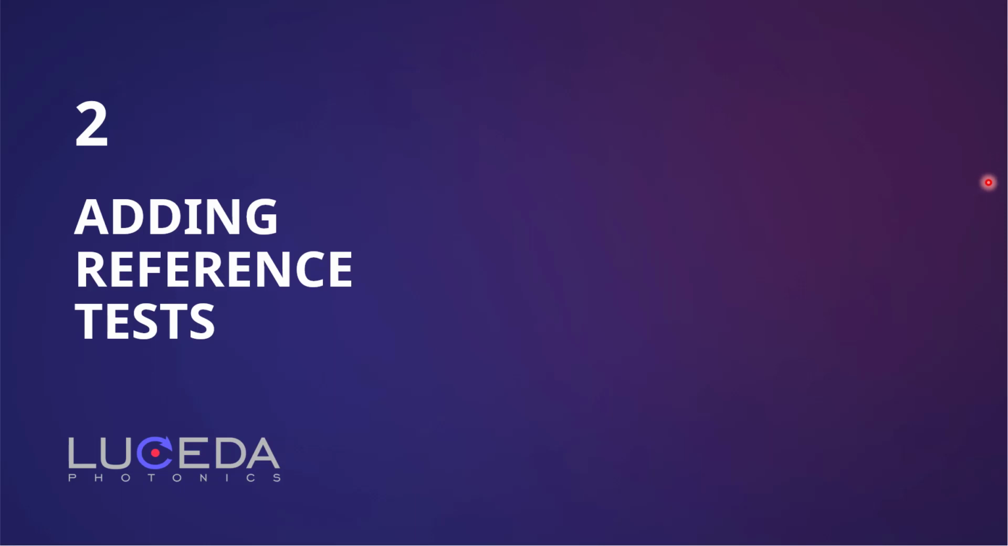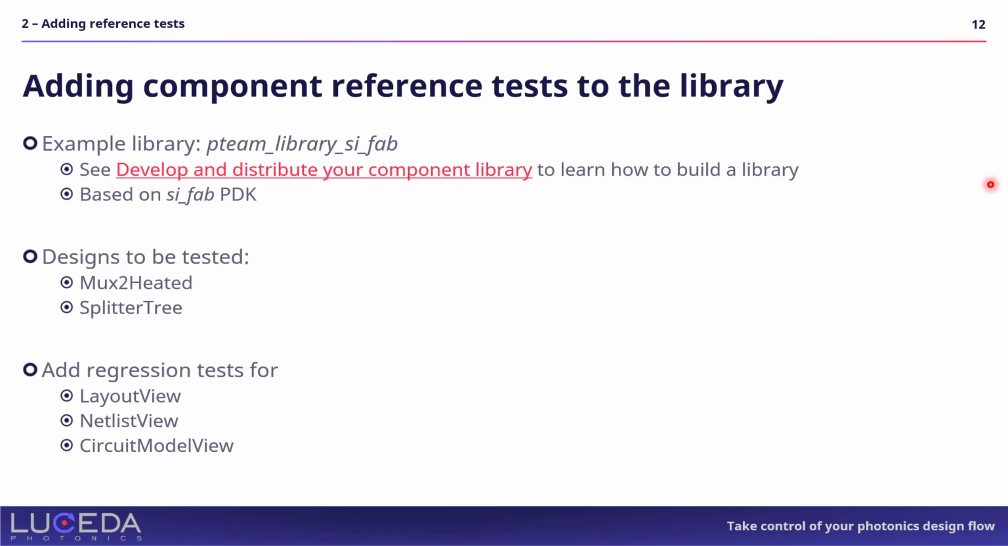Let's see now how to add reference tests. In this tutorial, we are using as an example library the pteam library scifab. We have seen in a previous tutorial how to develop this library. You can check out the tutorial in order to do that. It's based on the scifab PDK as the name itself says. So this is the library of a photonics team based on the scifab PDK.